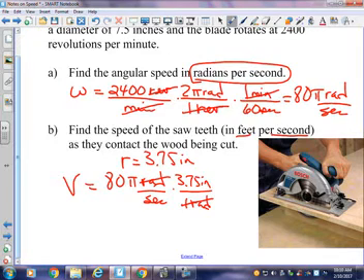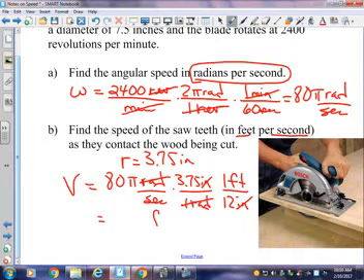12 inches in a foot. Does the 12 need to be on the top or the bottom? The bottom. So 1 foot is going to be on top because we want feet to be on top to be feet per second. So the 12 inches has to go on the bottom for the inches to cancel. And we're going to do 80 times pi times 3.75 divided by 12 because 12 is the only number on the bottom. And that's going to come out in feet per second because those are the only units I have.